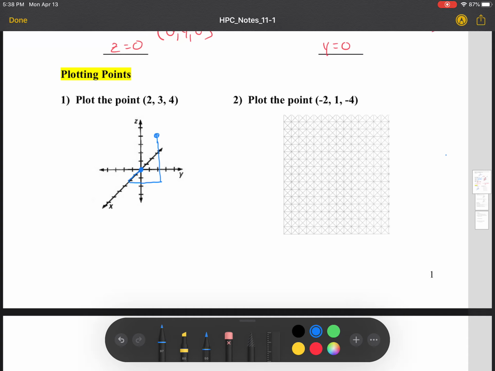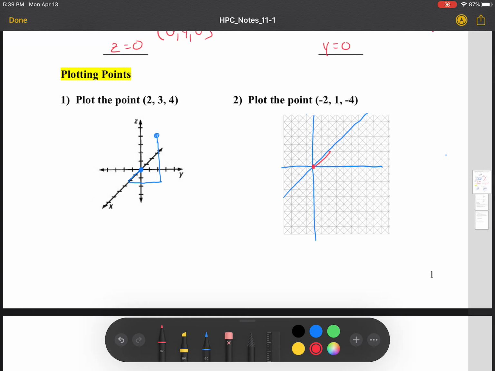To plot this other point, we got (-2, 1, 4). Okay, so here we got to draw the axes. So let's just draw one here. Let's draw one here. It's nice when you have this special graphing paper that you can make those lines nice and easy. They got all the lines drawn on there for you. Okay, that's 3-dimensional graphing paper right there.